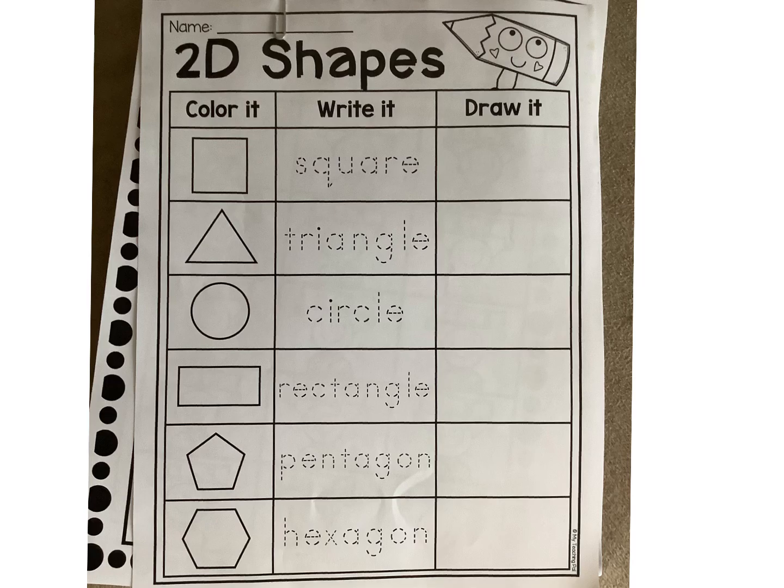Hey boys and girls, this week we're going to be working on learning 2D shapes. So these are two-dimensional shapes. What we're going to do is I want you to color the shape, write the name, and then practice drawing it yourself. So the first one is a square.